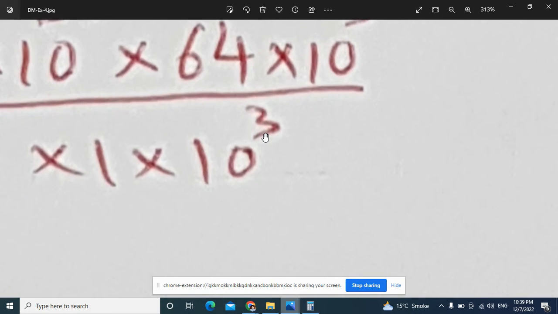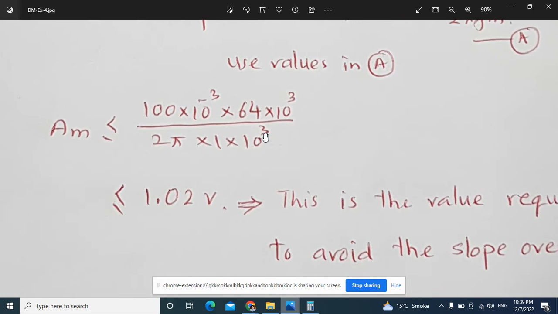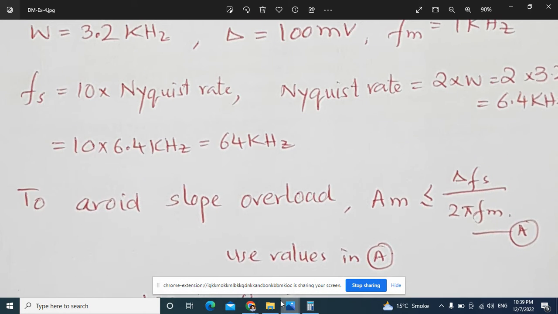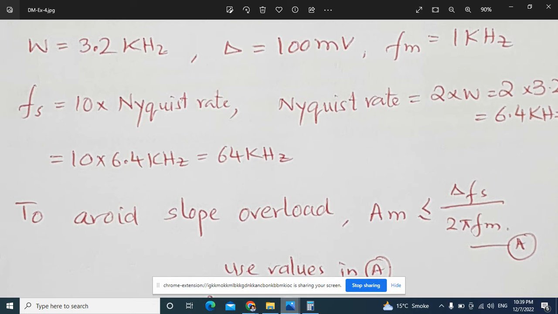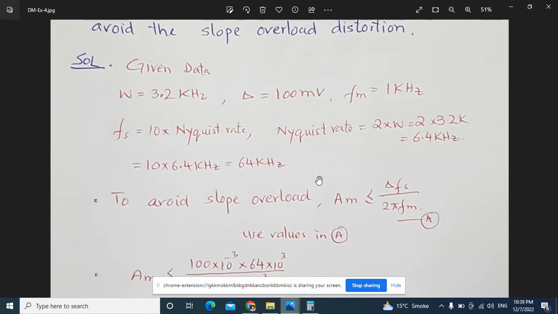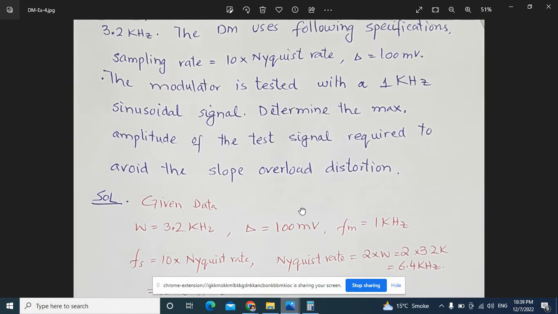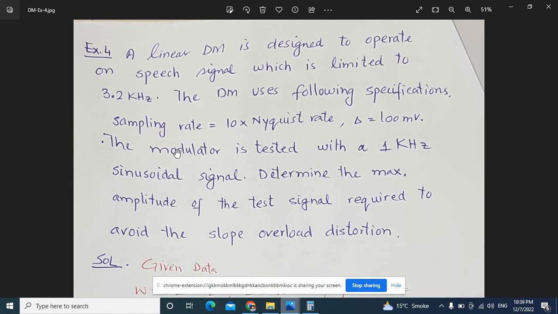In this lecture, we are going to discuss a few examples about the delta modulation. So let's start from the first example. A linear DM is designed to operate on speech signal which is limited to 3.2 kHz. The DM uses following specification.